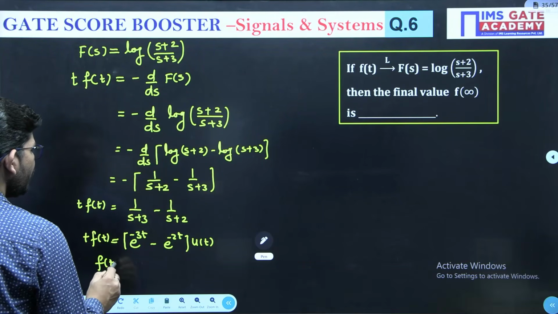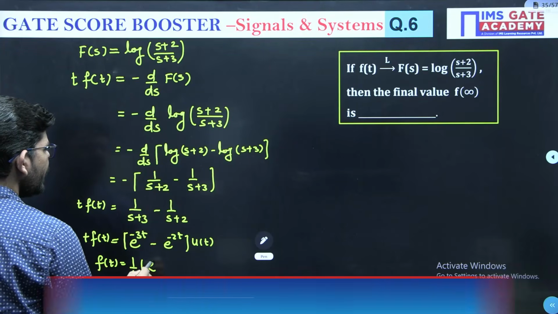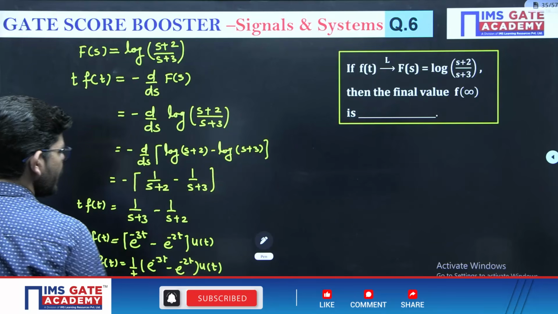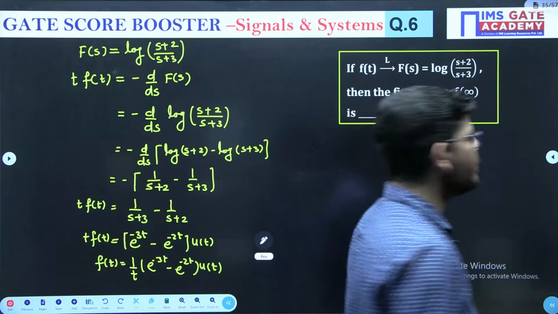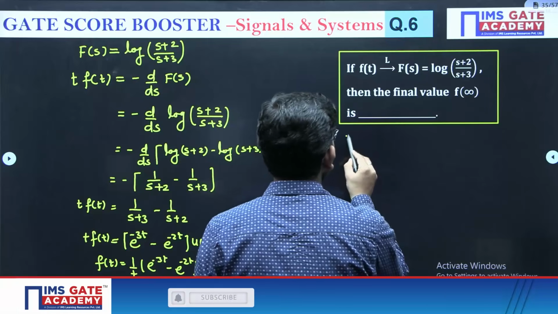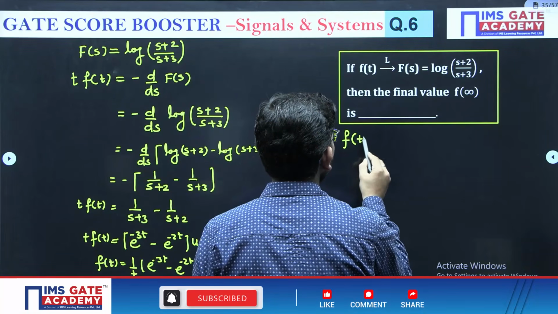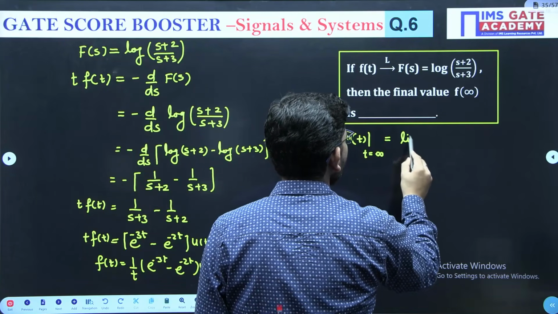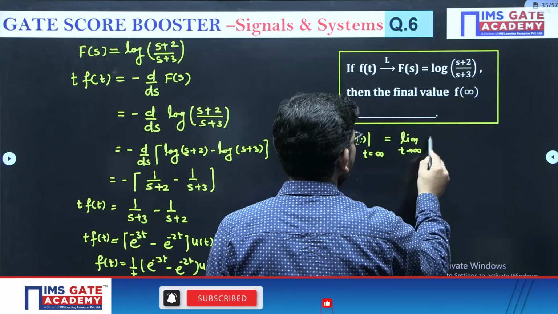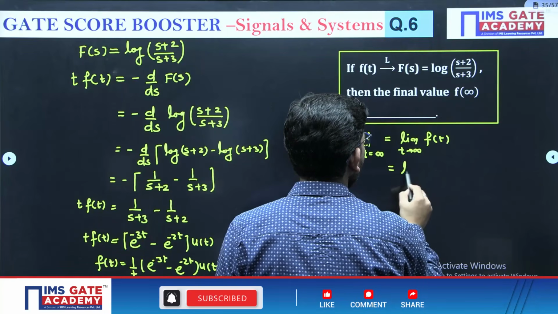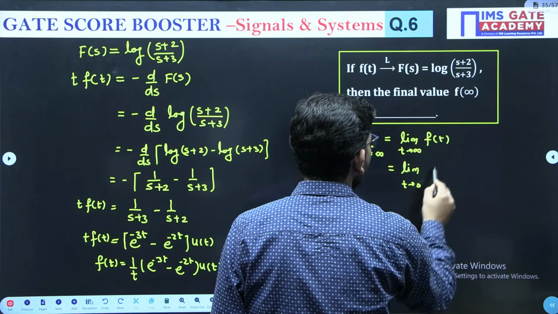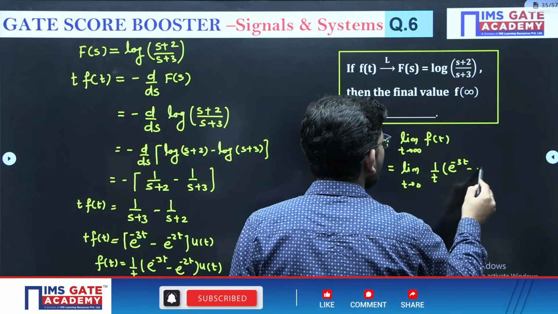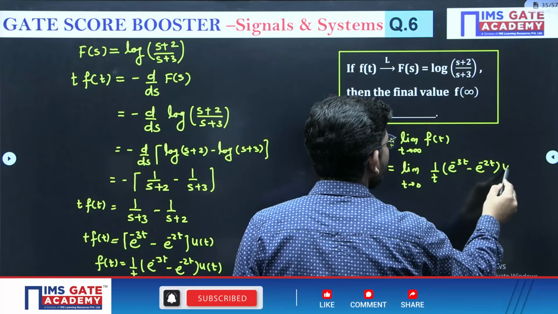So what is going to be f(t) is 1 upon t times (e to the power minus 3t minus e to the power minus 2t) u(t), right? This is going to be your f(t), but you have to find the final value, right? You have to find the value of f(t) at t equals infinity. So just put limit t tending to infinity of f(t), or limit t tending to infinity of 1 upon t times (e to the power minus 3t minus e to the power minus 2t) u(t).